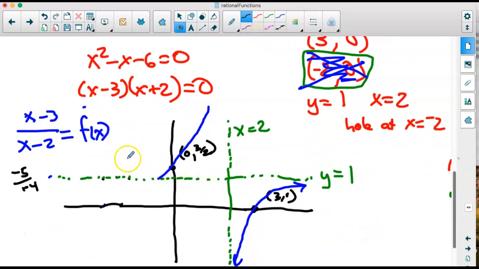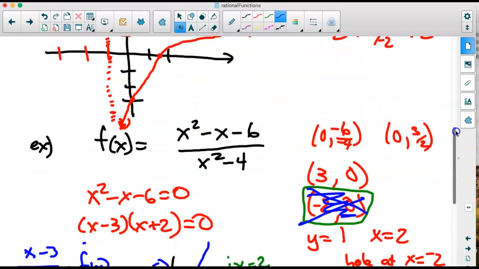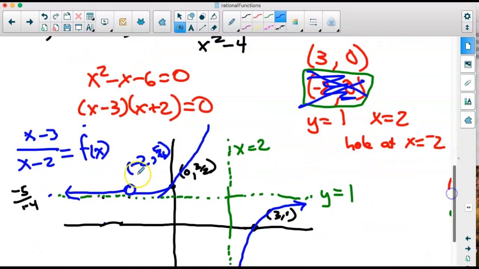So basically this is going to have a hole at negative 2, comma 5/4, which really comes down and approaches the asymptote there like that. It doesn't cross the asymptote. Okay, that makes more sense. So in this case, don't look at this function for your intercepts. Look at the reduced function for your intercepts, just knowing that there's going to be a hole at that one point.